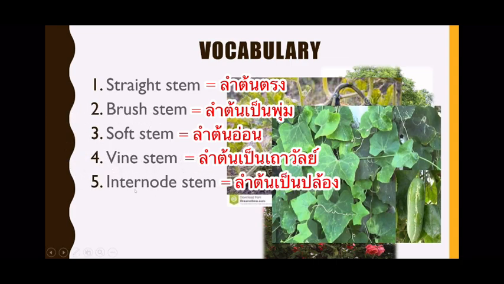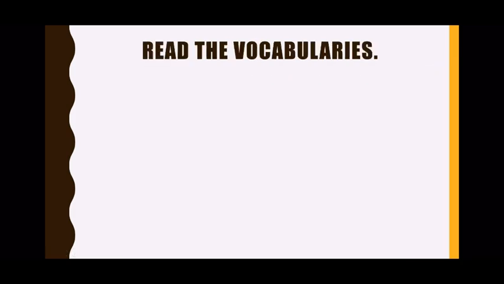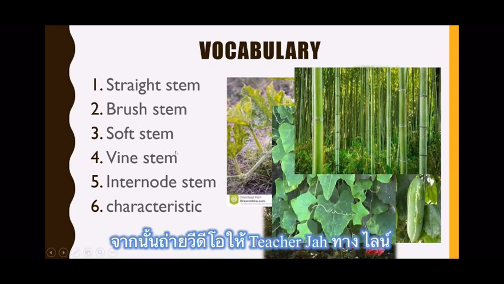Five, internode stem. Six, characteristic. Okay, so you have to practice reading these vocabularies, and after you read them, you have to send your video to Teacher Jo's line.